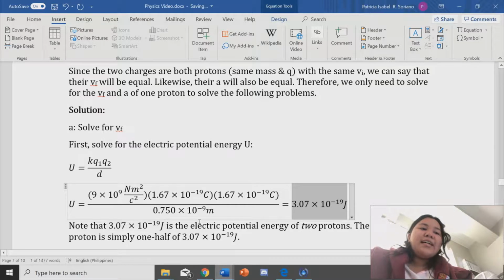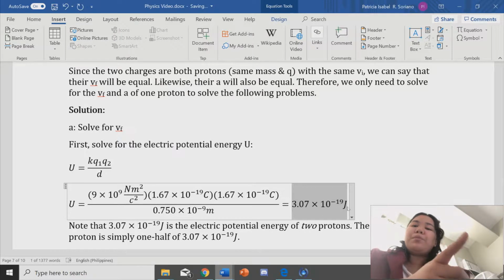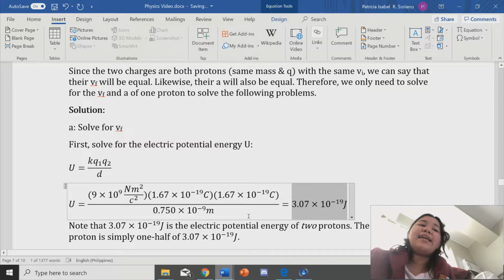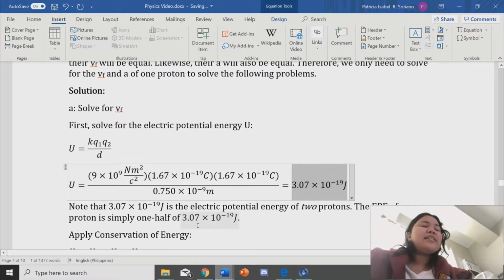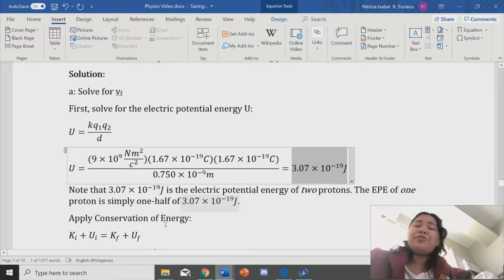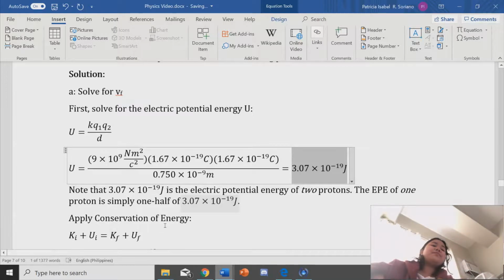However, we should note that this is the electric potential energy of the two protons. So, in order for us to get the electric potential energy of just one proton, we can simply halve this value, this 3.07 times 10 raised to negative 19 joules. And that would be our EPE for one proton. That would be important for our next part of the problem, which is the conservation of energy formula in order to solve for our VF.